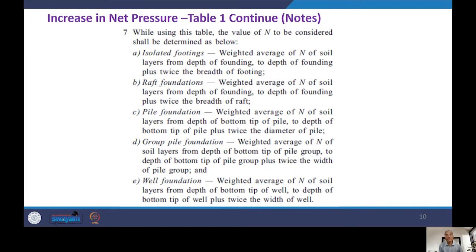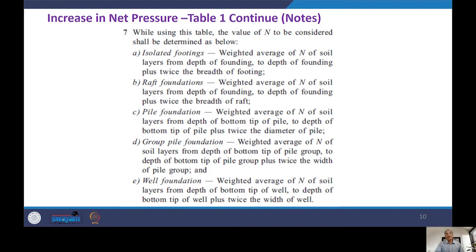But in case of pile foundation, it will be below the pile tip up to two times the diameter of the pile. And for group pile foundations, again, from the bottom tip of the pile group up to twice the width of the pile group should be considered. For well foundation, it is similar to pile foundation, that is starting from the bottom tip of well to the depth of bottom tip of well plus twice the width of well. So that much zone should be considered, and accordingly you can determine the value of N.